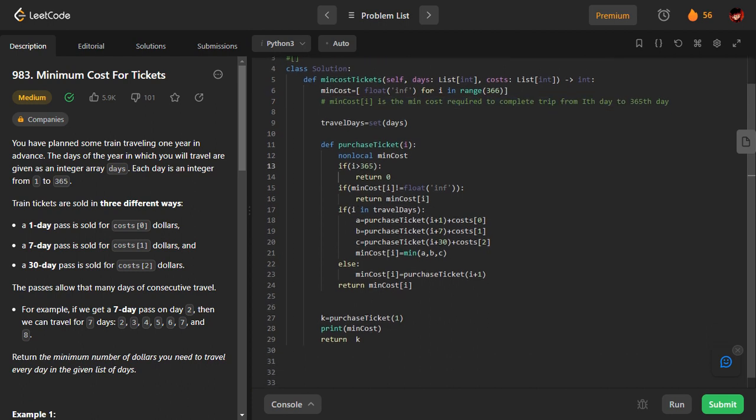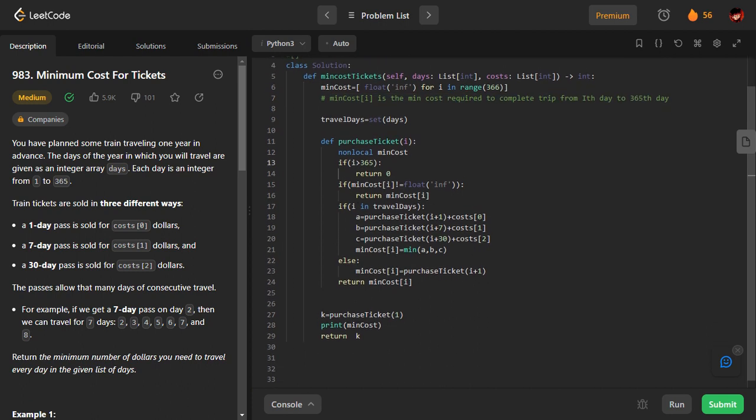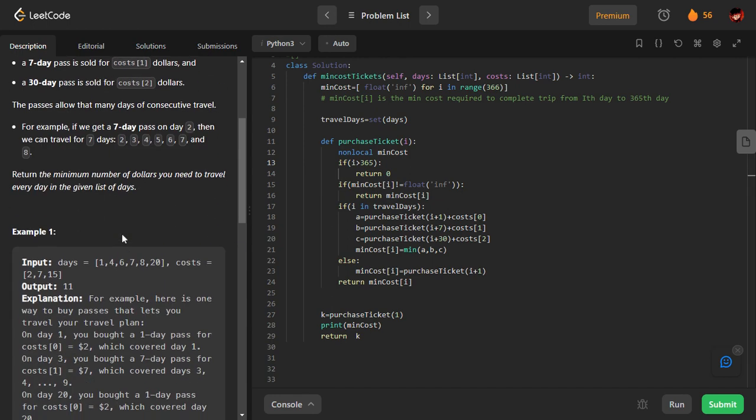Clearly visible. So whenever I have to travel on the ith day, I have three choices: either I can take a 1 day pass, or a 7 day pass, or a 30 day pass. We don't know which, because it depends on which days we are going to travel in the future. Suppose I'm on day 4. I don't know in the future which days I'm going to travel, at least in this function.